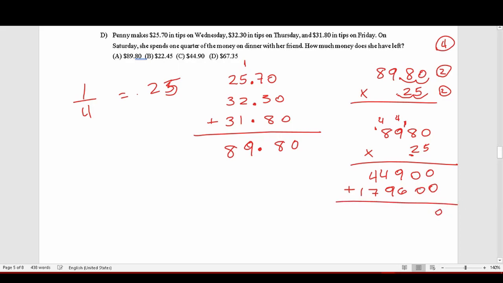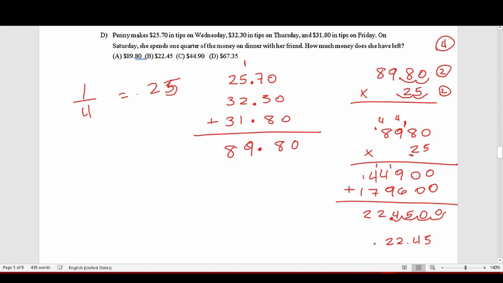0 plus 0 is 0. 0 plus 0 is 0. 9 plus 6 is 15. Carry the 1. 9 plus 4 is 13. Plus 1 is 14. Carry the 1. 7 plus 4 is 11. Plus 1 is 12. Carry the 1. 1 plus 1 is 2. Again, we have to add 4 decimal places back in. 1, 2, 3, 4.